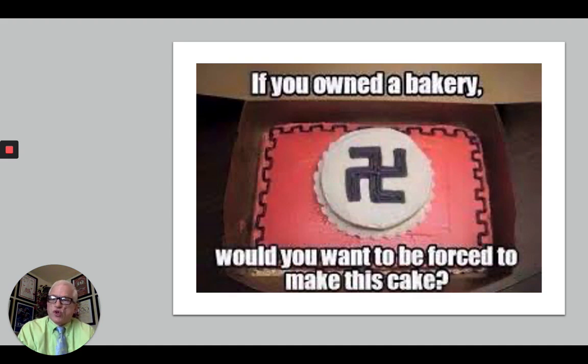I also think this could be false dilemma. You either have to agree to make a cake for same-sex couples, or you can resist making a cake for same-sex couples, or you're going to be forced to bake a cake with a Nazi symbol on it, with a swastika on it. So you've got no other option.